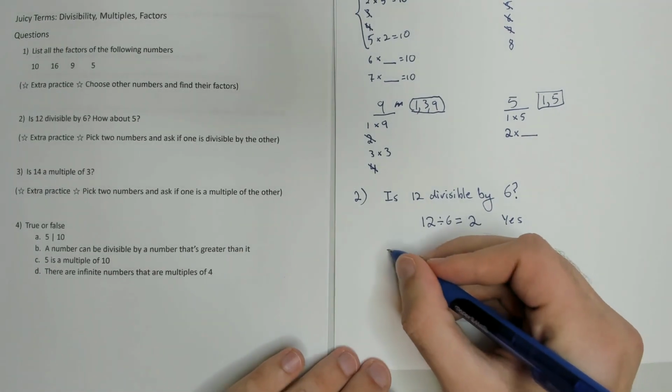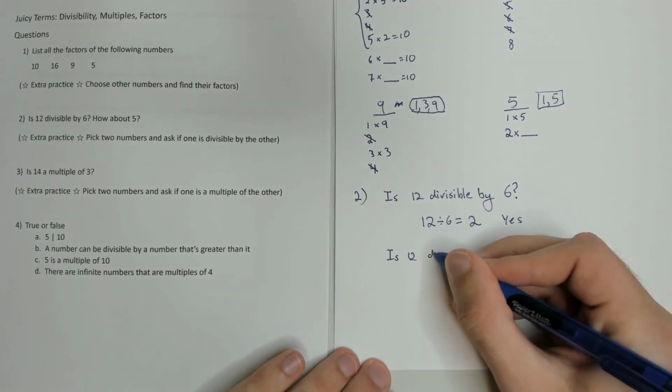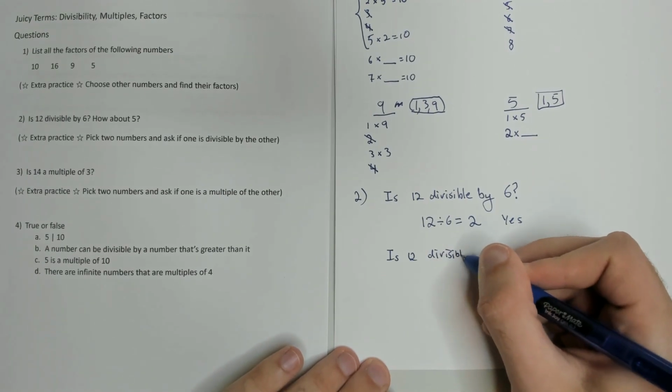All right, and then the second part is basically saying is 12 divisible by 5. So it's asking us for a different number now.